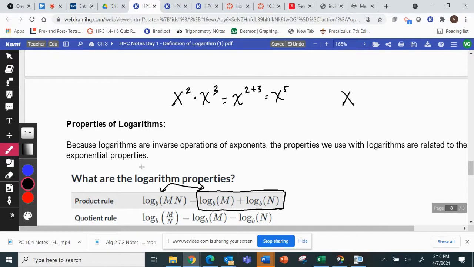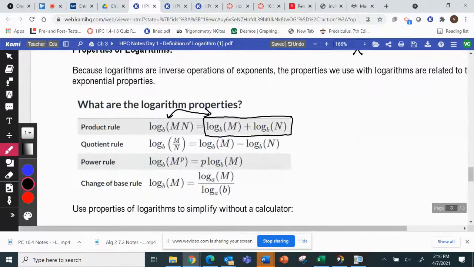Quotient rule, if I have x to the 7th over x to the 3rd, I would get x to the 7 minus 3, which is x to the 4th. So I would subtract. So the same thing with logarithms. If I'm dividing what the logarithm is of, I can separate it into separate logarithms that subtract. Or if I have separate logarithms subtracting, we can condense it.